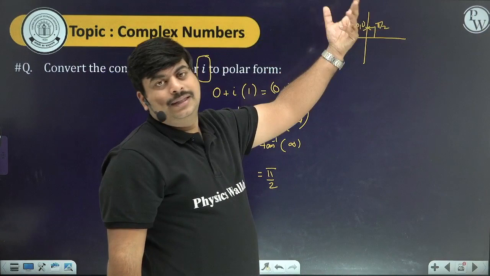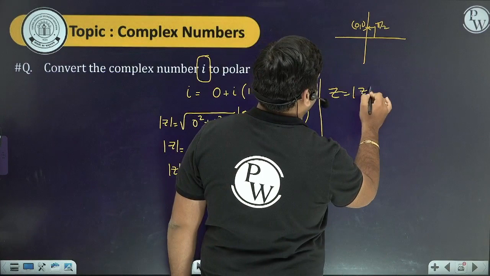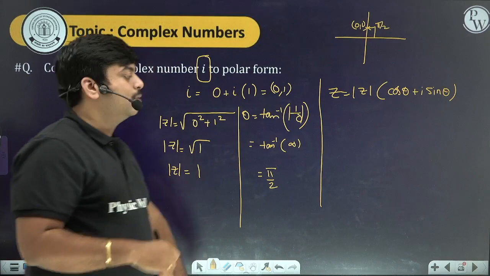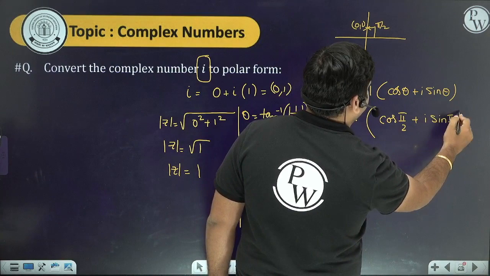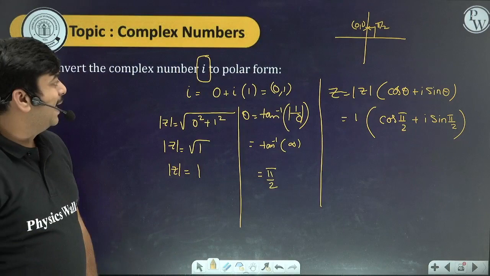So the polar form: z is equal to mod z into cos theta plus i sin theta. So z is equal to mod z, that is 1, into cos pi by 2 plus i sin pi by 2. Understood, everyone? Cos 90 is 0 and sin 90 is 1. That is again the same i.